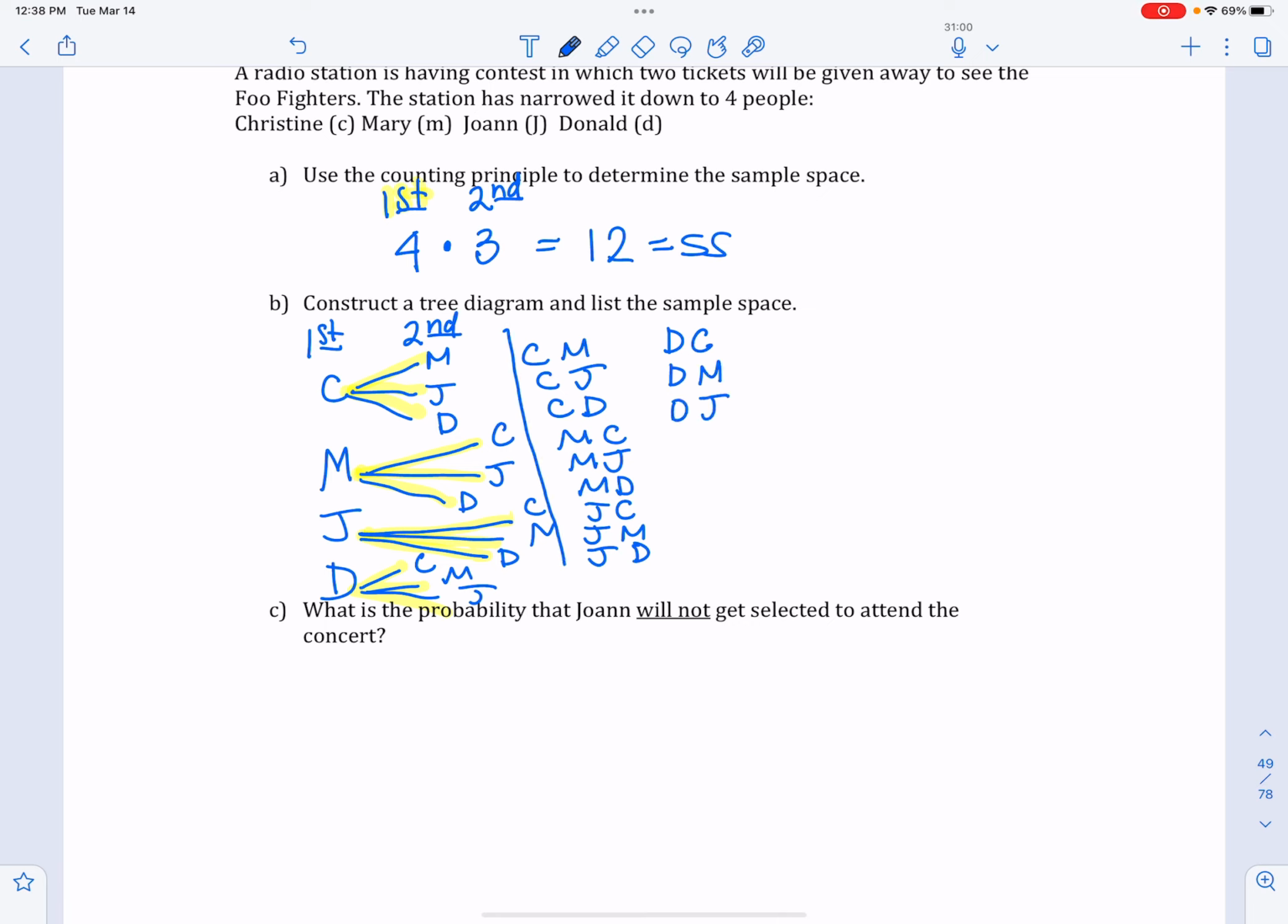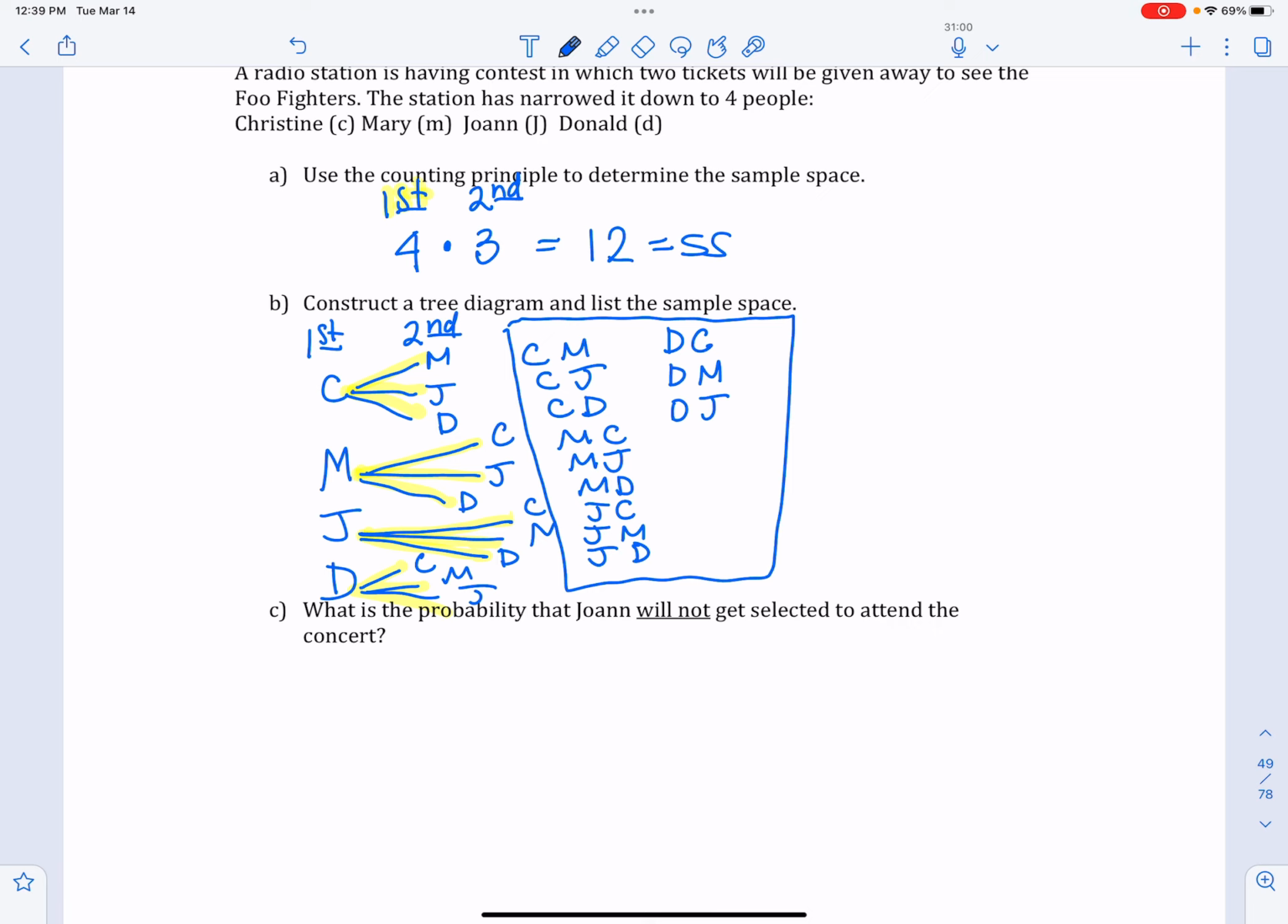So right here are my 12 different choices that I have, and I can count them really quick to make sure I have all of them. 1, 2, 3, 4, 5, 6, 7, 8, 9, 10, 11, 12. So those are the different ways we could win the tickets. So the sample space is listed out. I just did that by doing Christine, Mary, Christine, Joanne, Christine, Donald, etc.